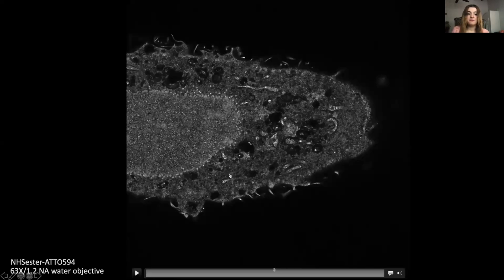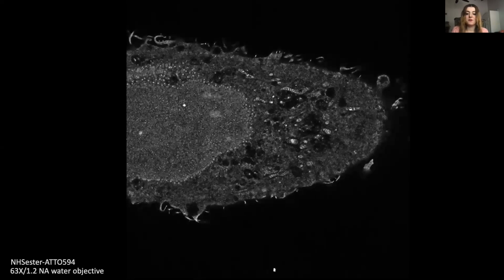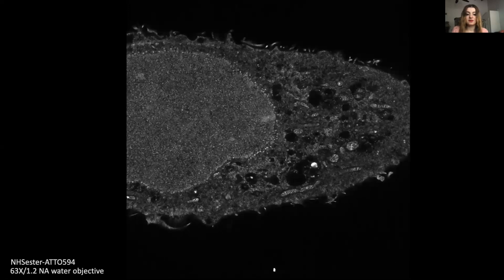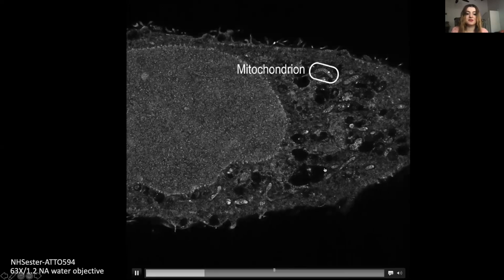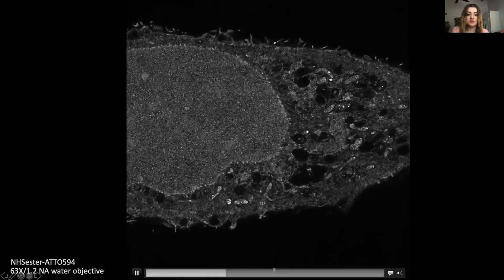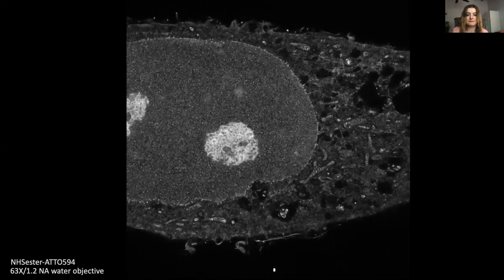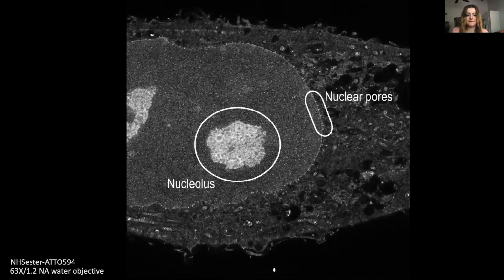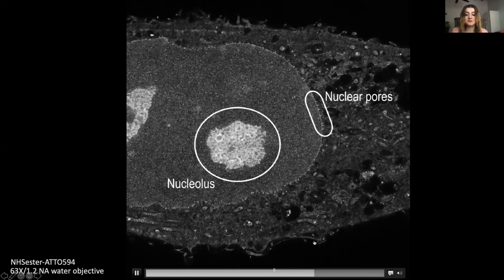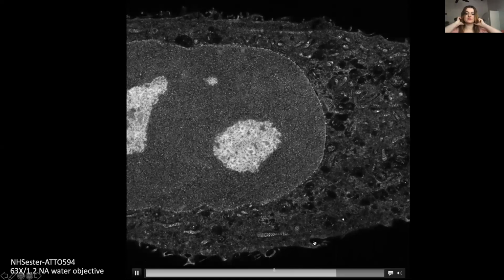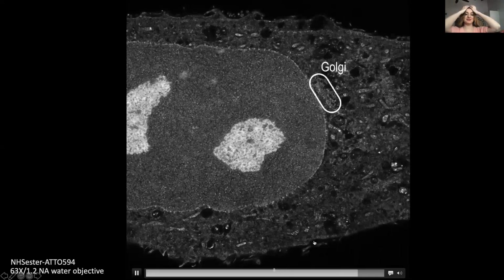In Pan-ExM, imaging obviously is not limited to 2D imaging. 3D imaging is very straightforward. All you have to do is take Z-stacks. And this is an example. So these are mitochondria, nuclear pores, the nucleolus, and the Golgi apparatus.